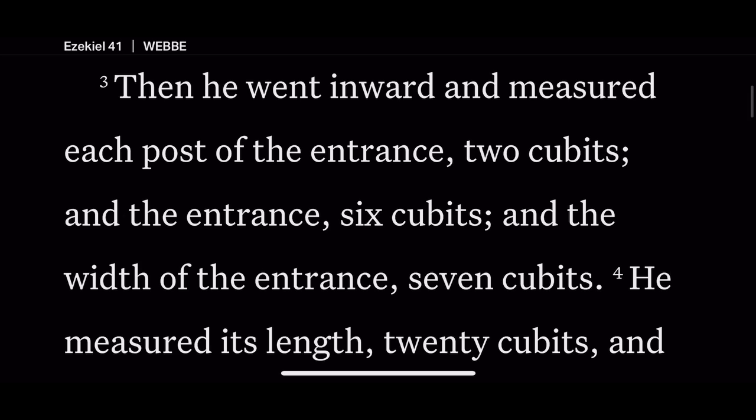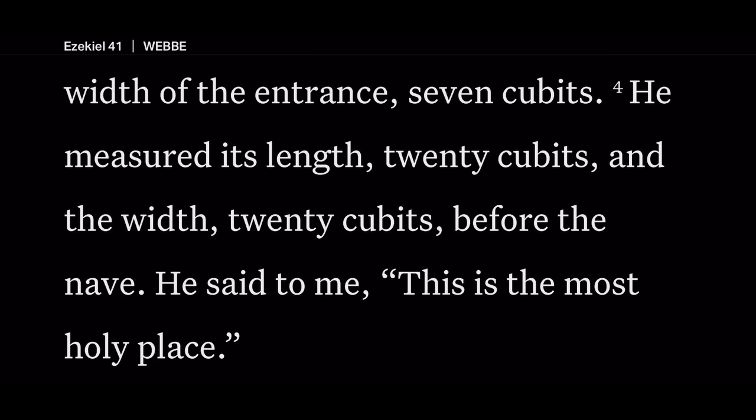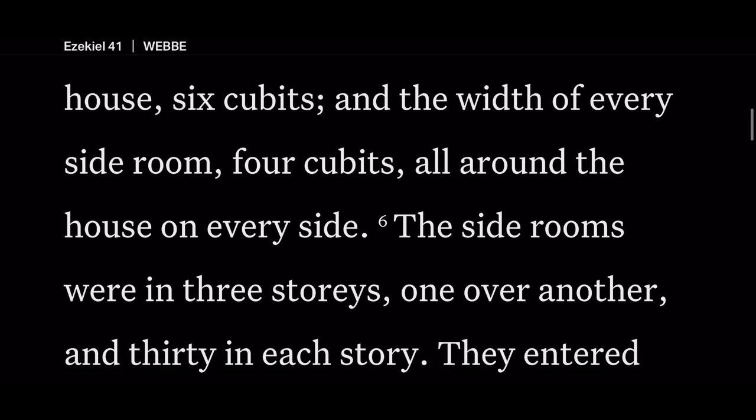Then he went inward and measured each post of the entrance, 2 cubits, and the entrance 6 cubits, and the width of the entrance 7 cubits. He measured its length 20 cubits, and the width 20 cubits, before the nave. He said to me, "This is the most holy place." Then he measured the wall of the house, 6 cubits, and the width of every side room 4 cubits, all around the house on every side.